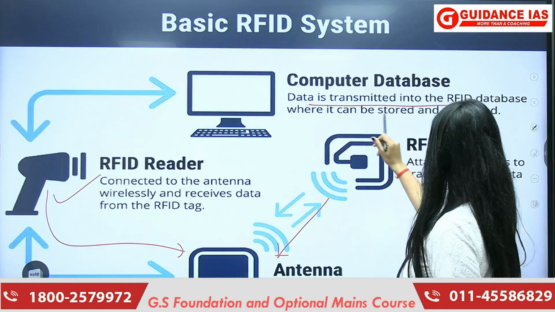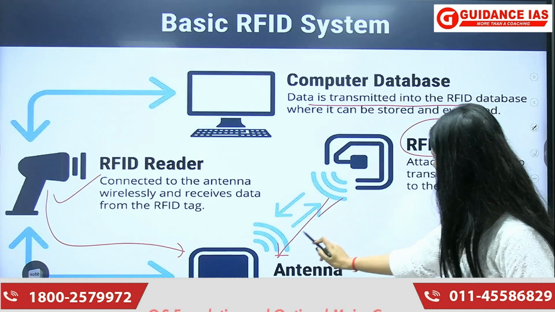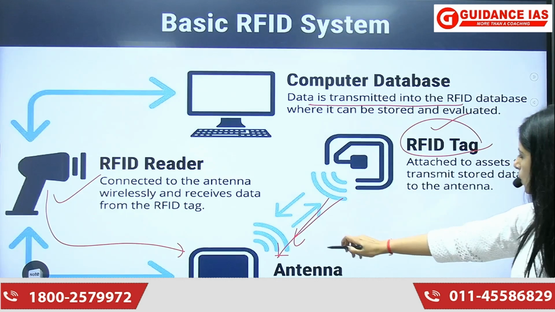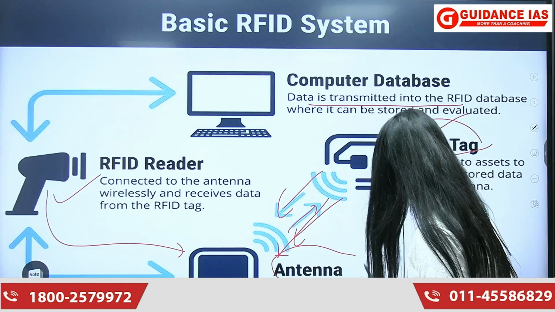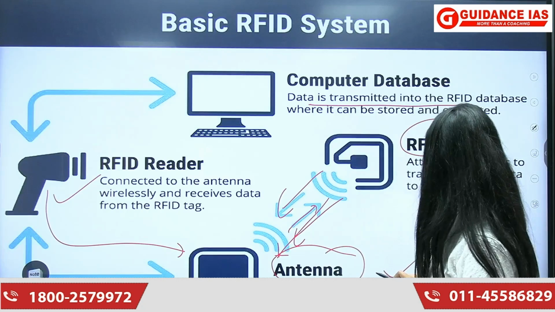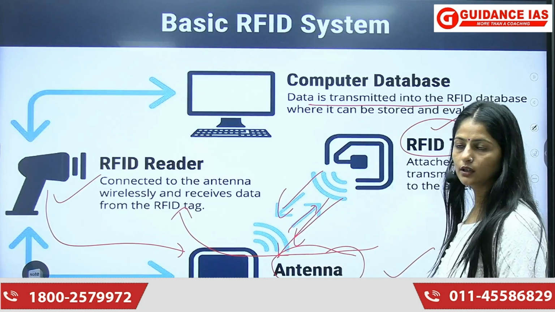If we talk about the RFID tag, this is the RFID tag, which is attached to an asset to transmit stored data to the antenna, right? And it will transmit it. And the antenna, as we all know, receives the stored data from the tag and transmits the data to an RFID reader, which is this, right? That is how it works.